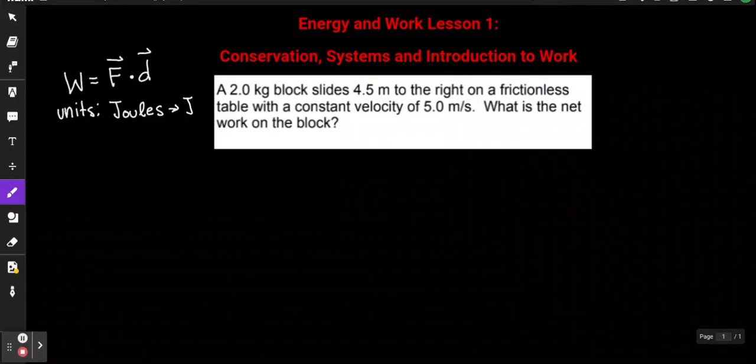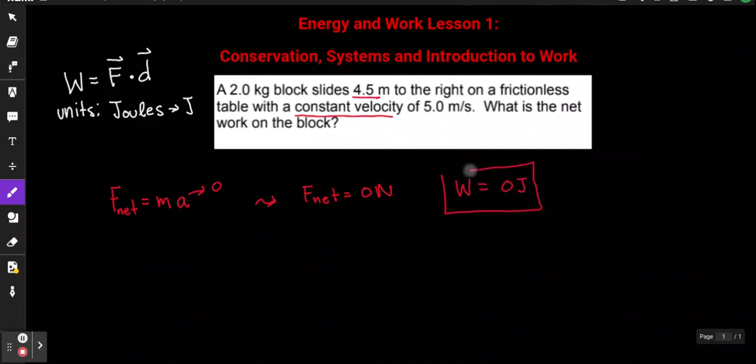So in this question, a 2 kilogram block slides 4.5 meters to the right on a frictionless table with a constant velocity of 5 meters per second. What is the net force on the block? If we remember back from our dynamics unit, we always know that force net is equal to mass times acceleration. In this case, we're at a constant velocity. That means our acceleration is 0 and our force net is 0 newtons. Although the block is displaced, the force net that we're exerting on the block is 0 newtons, and therefore the work we do on the box is 0 joules. We aren't changing the amount of energy in the system at all.